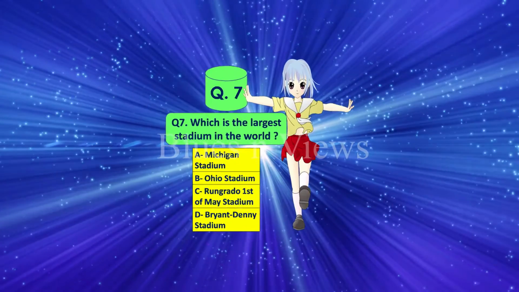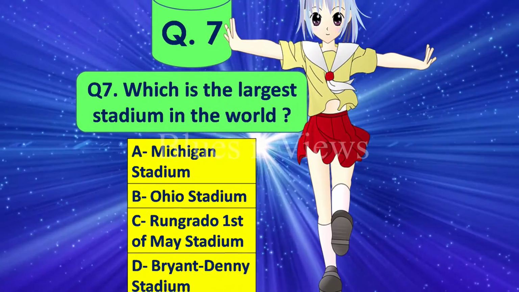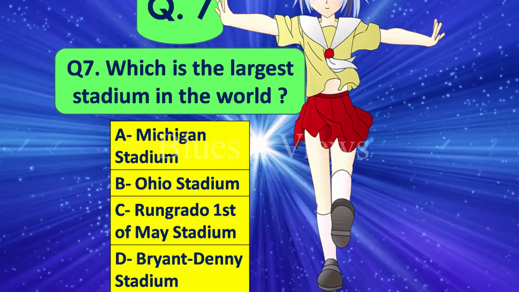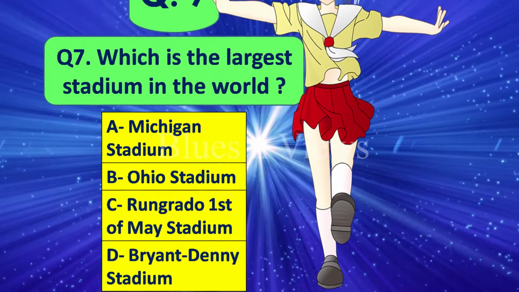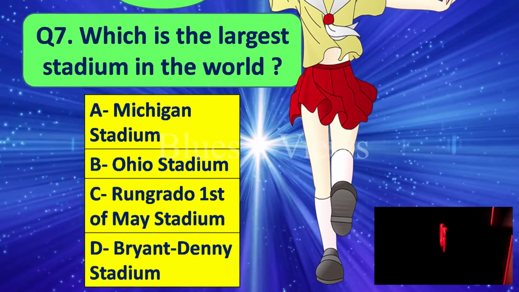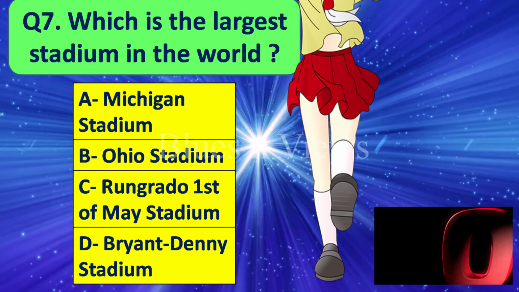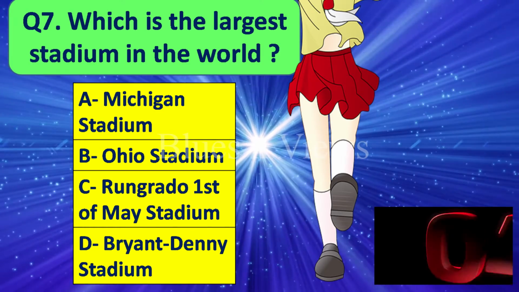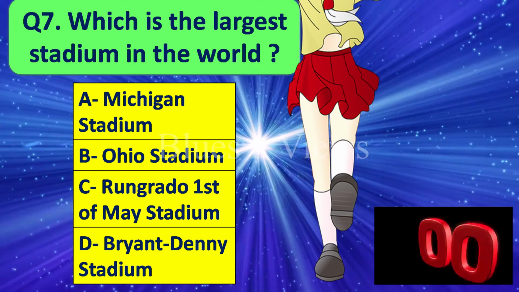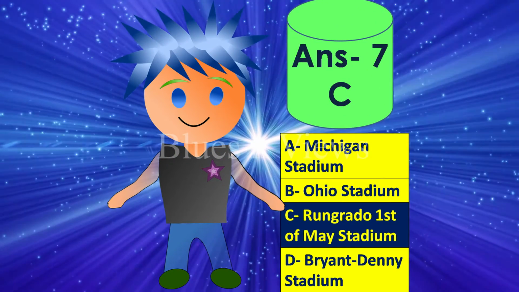Question 7. Which is the largest stadium in the world? Options are A. Michigan Stadium, B. Ohio Stadium, C. Rungrado 1st of May Stadium, D. Bryant-Denny Stadium. The answer 7 is C. Rungrado 1st of May Stadium.